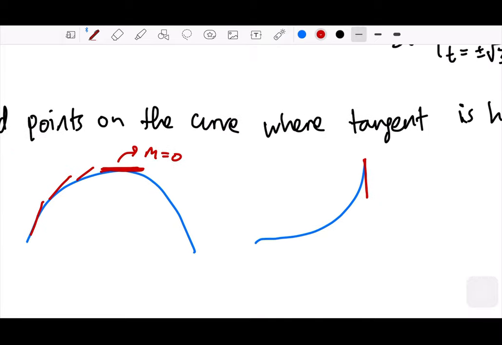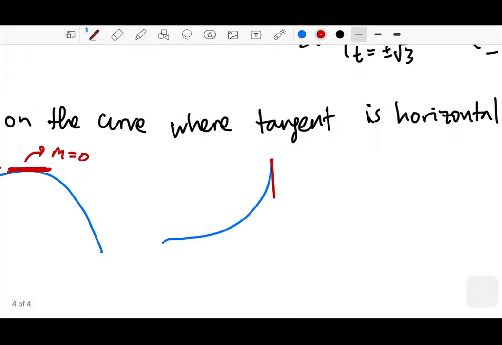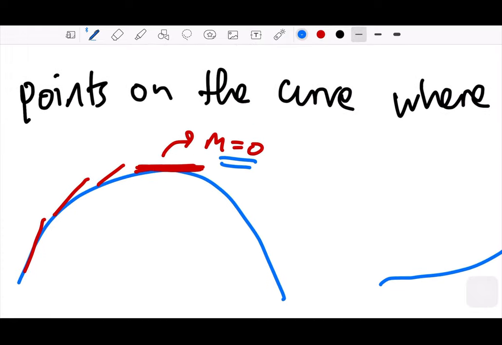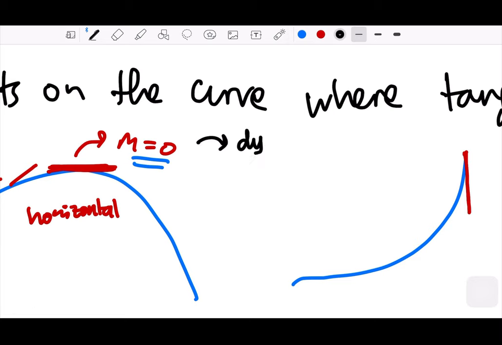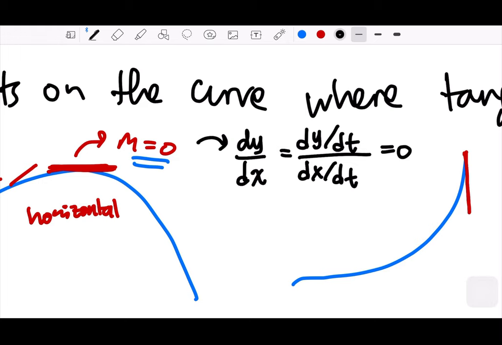So, if you want to find the points where the tangent is horizontal or vertical, this is when it's horizontal, right? Which means that the total value of the slope dy over dx should be zero. But when we are in parametric equations, if we use dy over dt and dx over dt, to have zero value, we should have this zero, and this should not be a zero, okay? So that the statement is true.